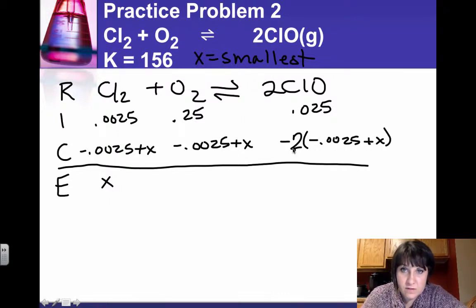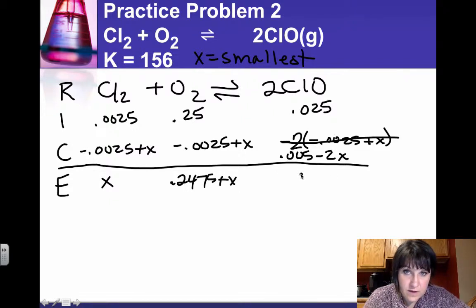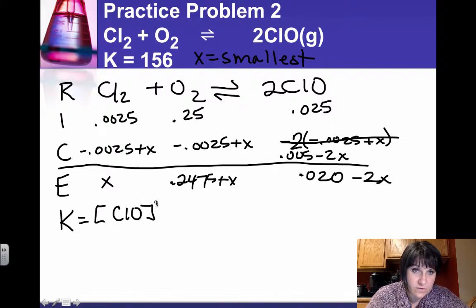And that's going to work out to be 0.005 minus 2x. Yep. Okay. So I get x here, and I have 0.2475 plus x, and over here I have 0.020 minus 2x. And my k is products over reactants. This time it's the reverse reaction, so I have to take the inverse of my equilibrium expression. Just flip it over. Turn that fraction upside down.